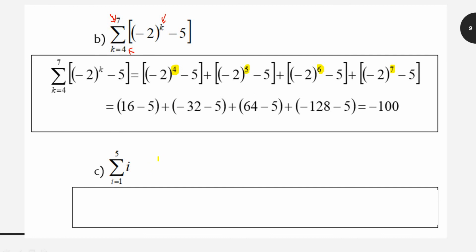What about C? Can you find C? Start with 1 until 5. So the only change is i. You need to substitute the i and then find the summation. Alright, try first.